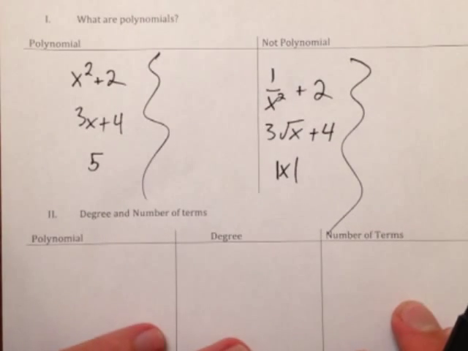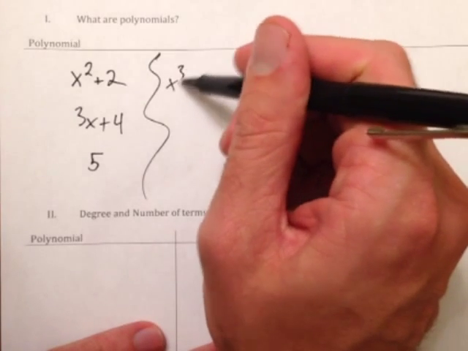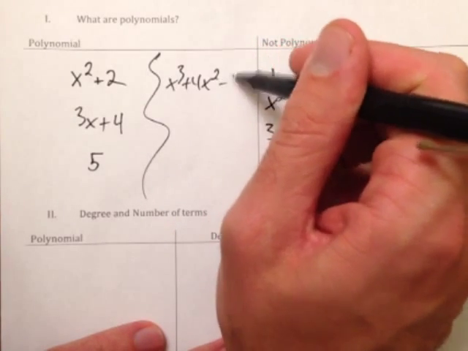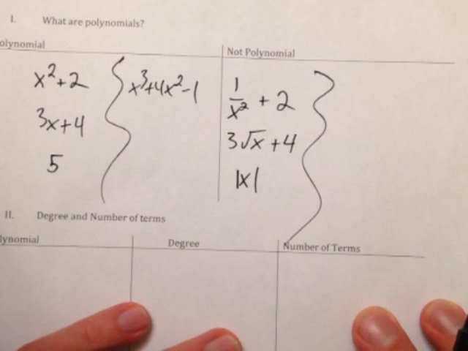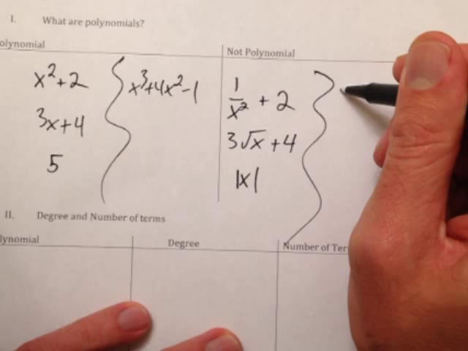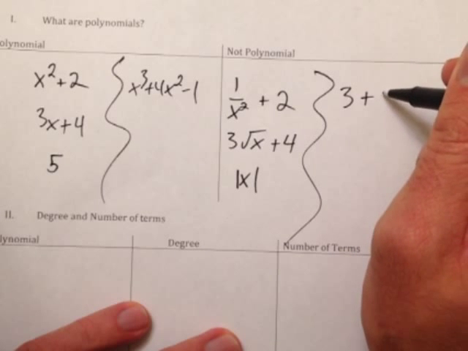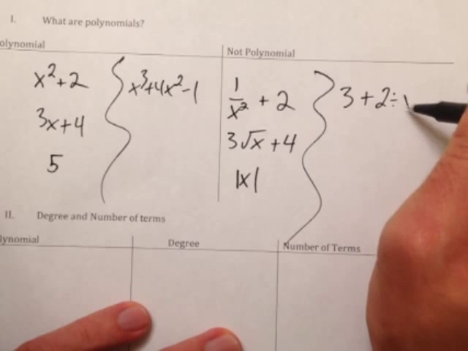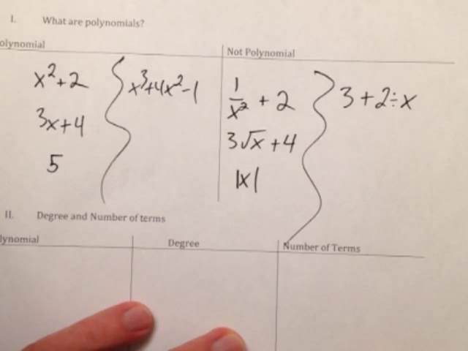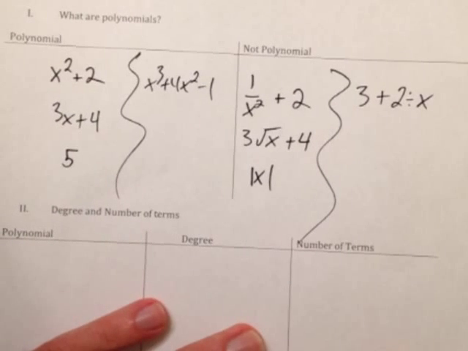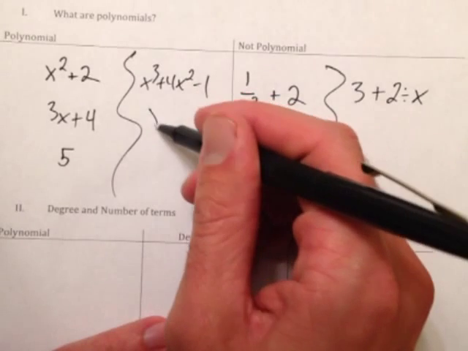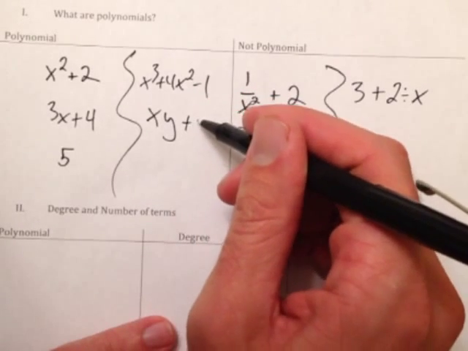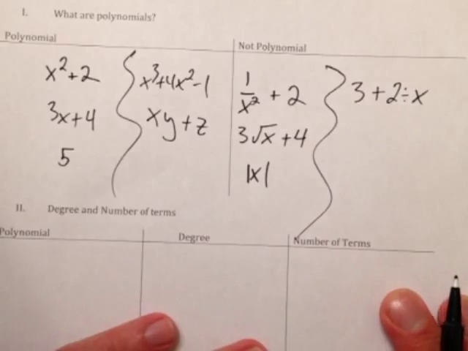I'll give you guys a couple more here. x cubed plus 4x squared minus 1. That's certainly a polynomial. 3 plus 2 divided by x is not a polynomial. So what you're seeing is that polynomials are made up of different terms. They could have multiple variables in them too, even x times y or xy plus z. We could call that a polynomial too.